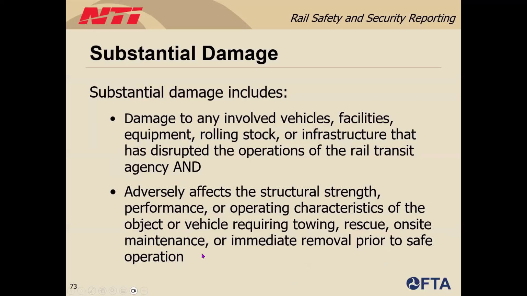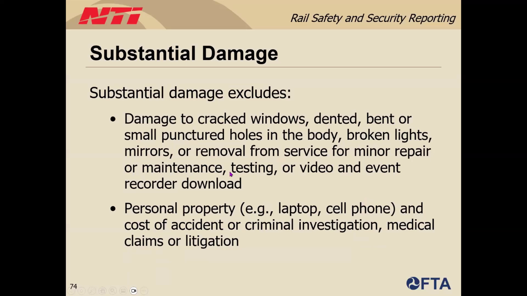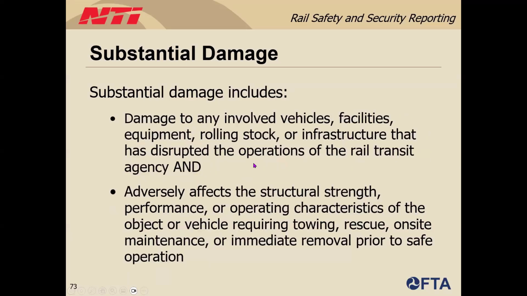The substantial damage threshold is defined as damage to any involved vehicles, facilities, equipment, rolling stock, or infrastructure that has disrupted the operations of the transit agency. So that's the first part of the criteria to consider. It affected operations. The second part is that the event adversely affected the structural strength, performance, or operating characteristics of the object or vehicle, required towing, on-site rescue, on-site maintenance, or immediate removal prior to safe operation.